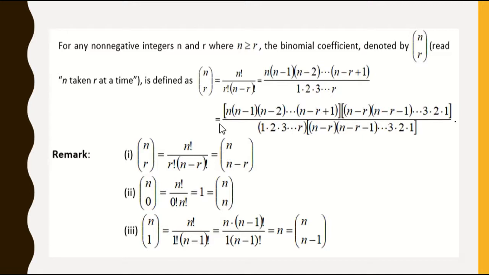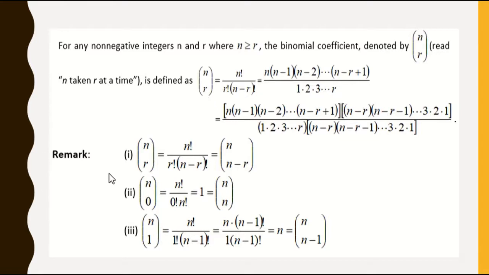And which is also equal to n times n minus 1 times n minus 2 up to n minus r plus 1 times n minus r times n minus r minus 1 up to 3 times 2 times 1 all over 1 times 2 times 3 up to r times n minus r times n minus r minus 1 up to 3 times 2 times 1. So, mao na siya ang ato ang pag-solve ang ato ang binomial coefficient, which is n taken r at a time.